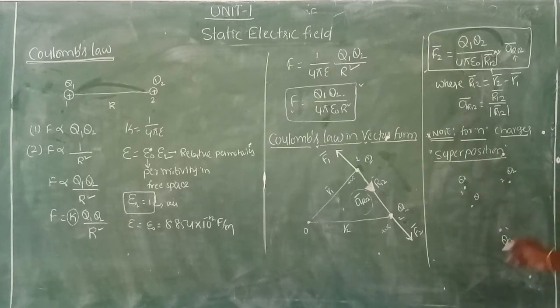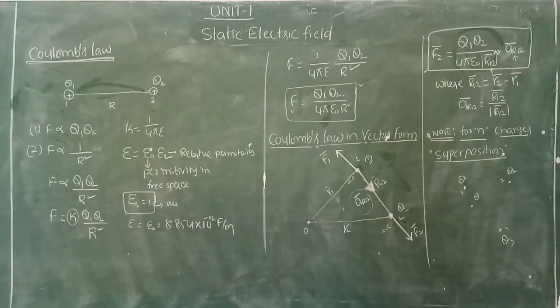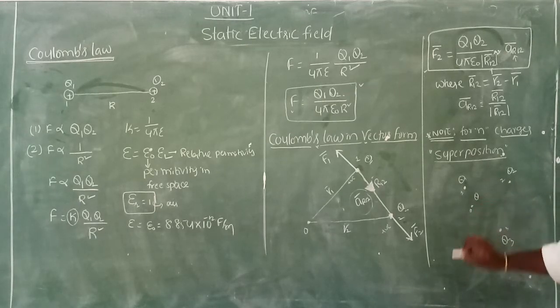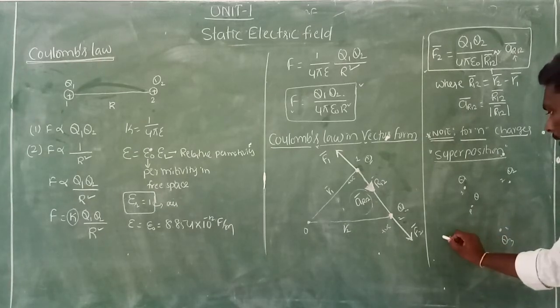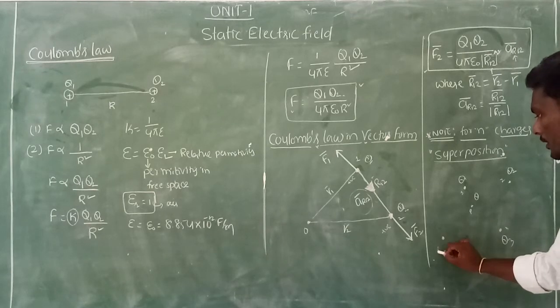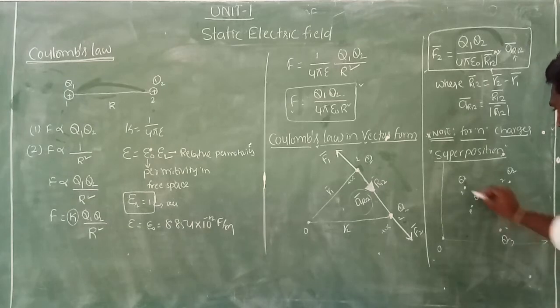Okay. So totally how many charges are there here? Four charges. Now, how can you calculate the force exerted on this charge, capital Q? Let us consider this point charge is at the zero position. Let us name it as P. Why? Because we should take the origin here in the Cartesian system, like this: x-axis, y-axis, z-axis.